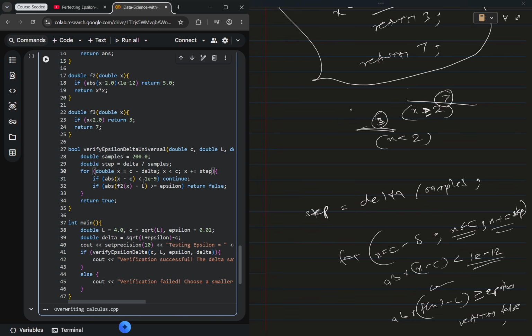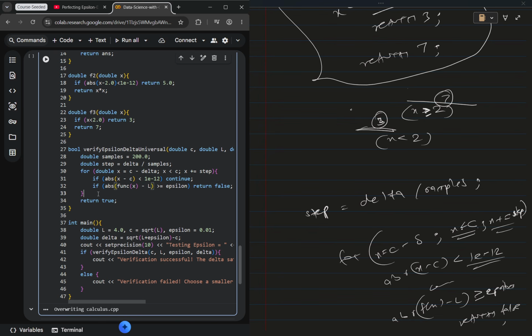So if we have absolute of x minus c less than 1 minus 12, let's do it minus 12. We can continue. Let's say if we have absolute of, okay, so we need to say a function x minus l. Basically, we'll be passing the parameters f3, f2, and f1 in this function directly. So we have function x minus l greater than or equal to your epsilon, and then you have return false, return true.